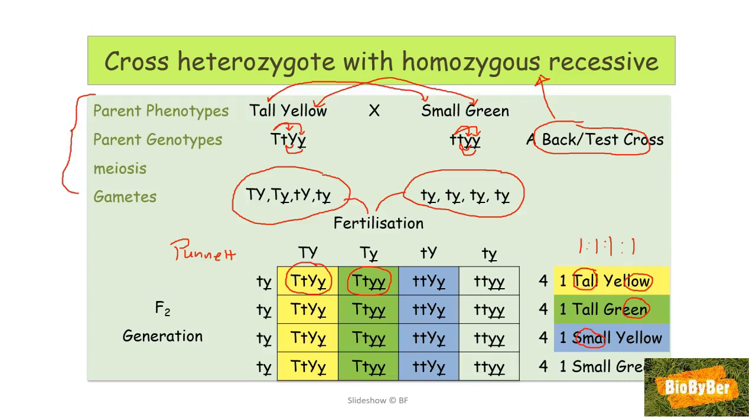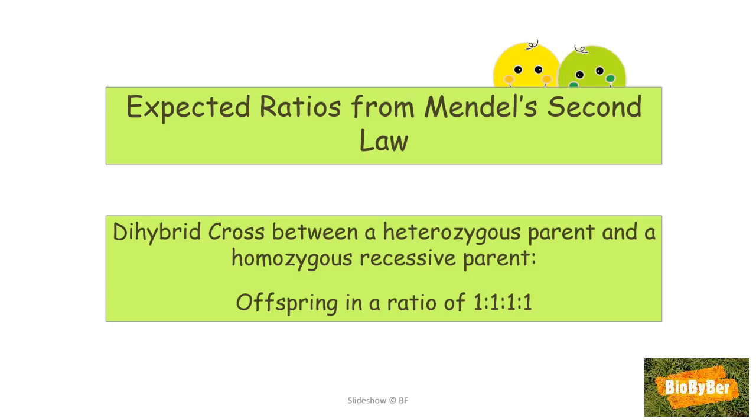In the back of your head, as a little trick, not terribly scientific, you have 4 different letters in the genotype of the heterozygous parent. Therefore, we have 4 different genotypes for the offspring. As we've just said, the expected ratio due to Mendel's second law of independent assortment, when you cross a heterozygous parent and a homozygous recessive parent, is a ratio of 1:1:1:1.